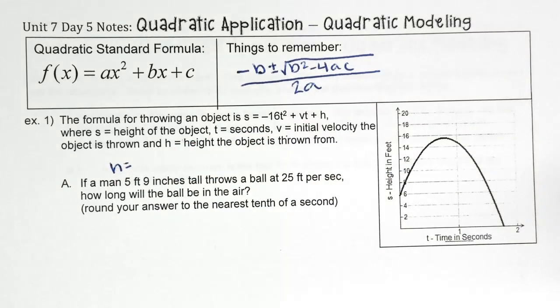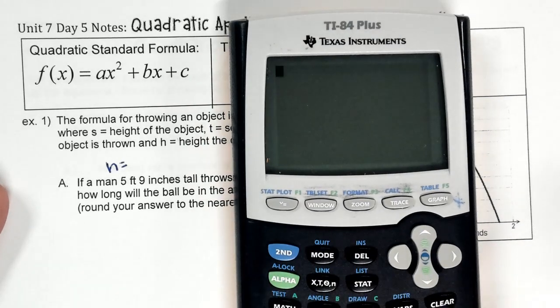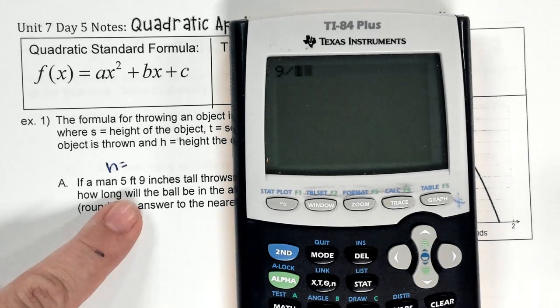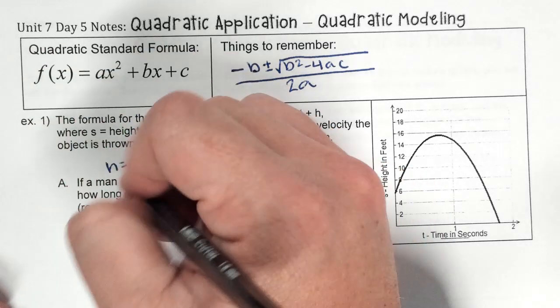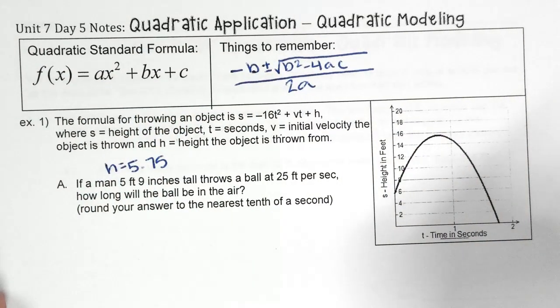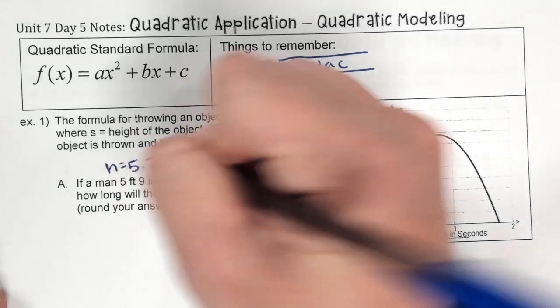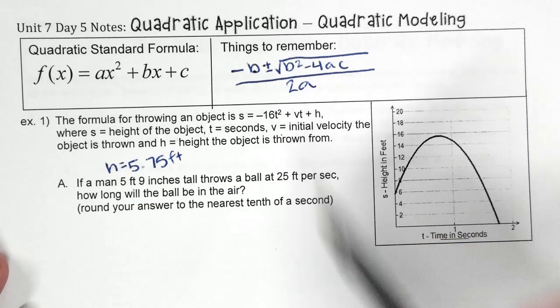However, I can't put feet and inches in my equation. So knowing that, I have to turn my inches into a decimal for feet. And the way you do that is you take the inches divided by 12. And that gives me 0.75. So this becomes a height of 5.75. Now, I will tell you, on your practice, I was nice and the formula is plugged in for you.